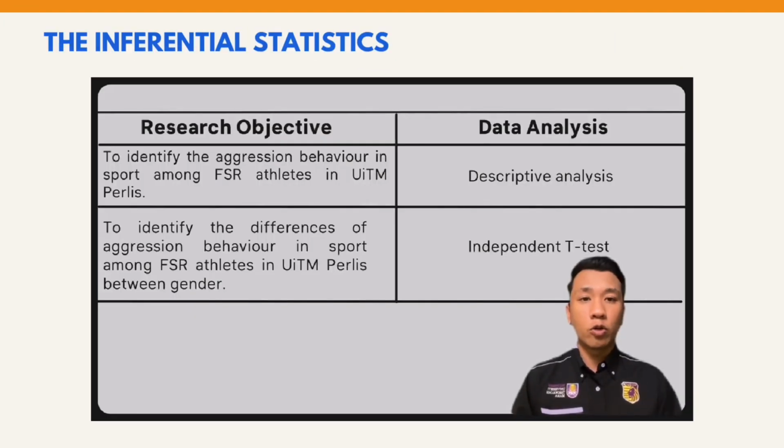Hi, Assalamualaikum. My name is Muhammad Afiq Farhan Roslan. For this study, the first research objective is to identify the aggression behavior in sport among the FSR athletes in UiTM Perlis. For this research objective, we will use a descriptive analysis to compare the means between the aggression behavior subscales. Research question number 2 is to identify the difference of aggression behavior in sport among FSR athletes in UiTM Perlis between genders.